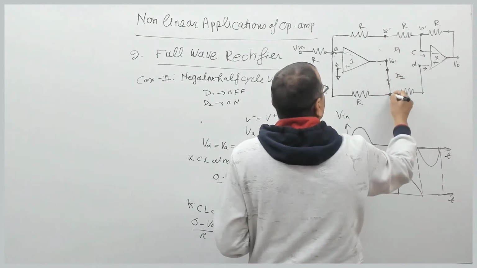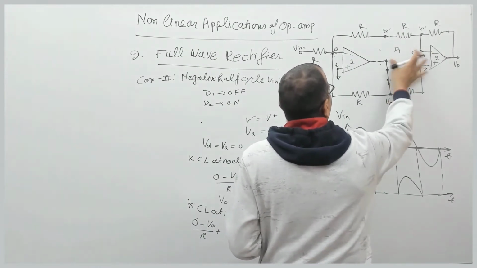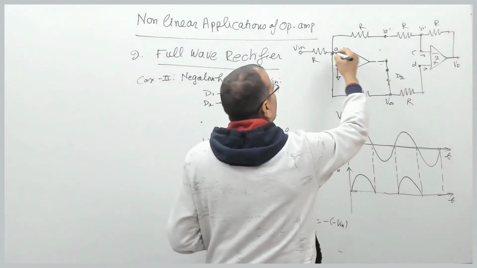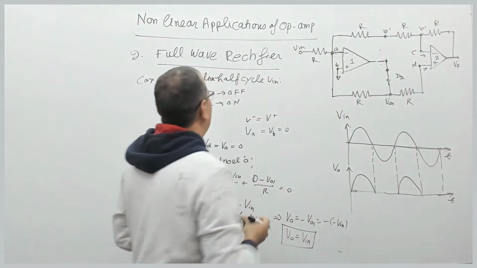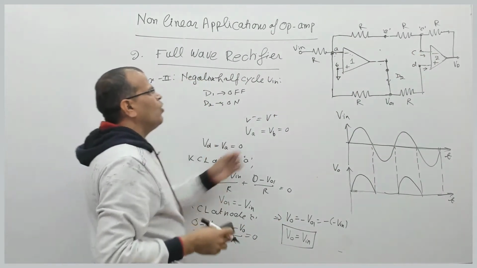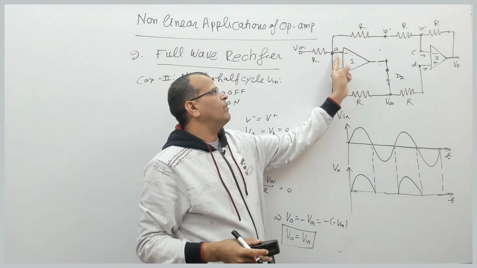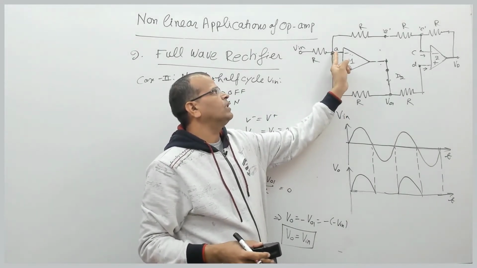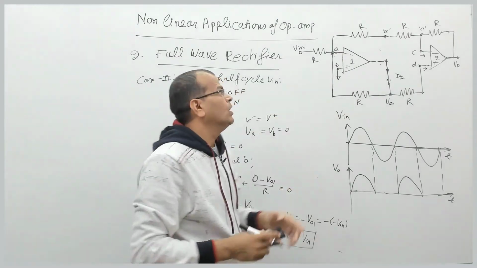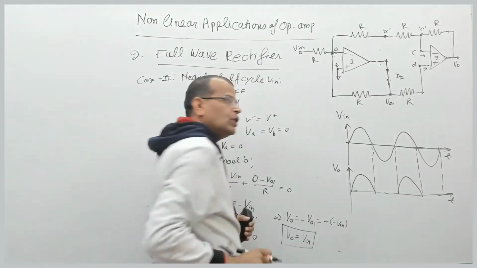This voltage is V01 now, right? Voltage here is V01. For an ideal op-amp, the voltage at node A will be the same as the voltage at node B. So the voltage at node A is 0.